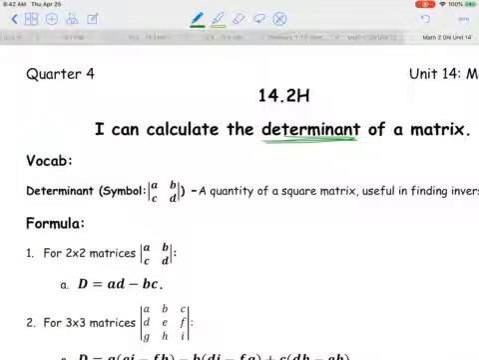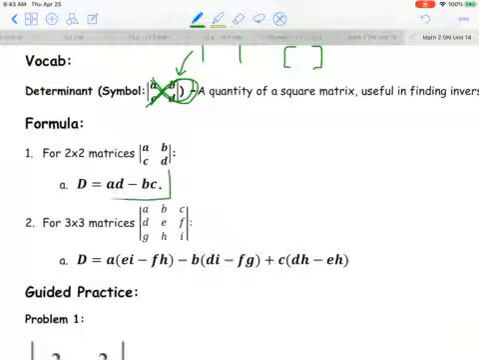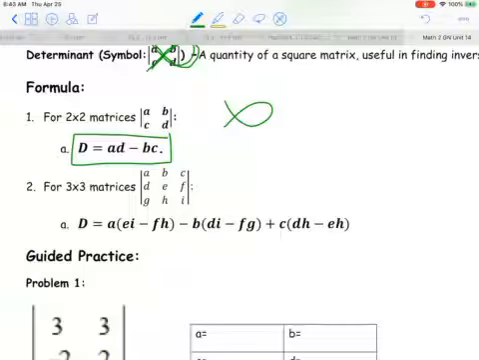So the determinant is going to be marked with these straight bars around this matrix rather than the brackets. And to get it, it's pretty cool. All you do is like a fish. Okay. So the formula is A times D minus B times C. And it's right there. But the best way to remember it is that fish. Just make sure you remember the directions. Start here. And the minus sign.